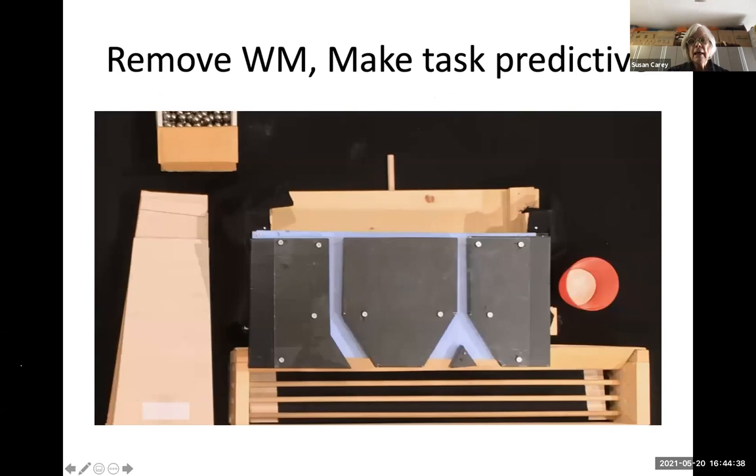So this is a task where you hold a marble here and you hold one here and you drop them in. You have one cup and you have one chance to catch a marble. And if you catch the marble, you get to put it in this jingle box, which has a xylophone in it, and it goes ding, ding, ding as it goes down. And the kids love it, and they're highly motivated to get the marbles.